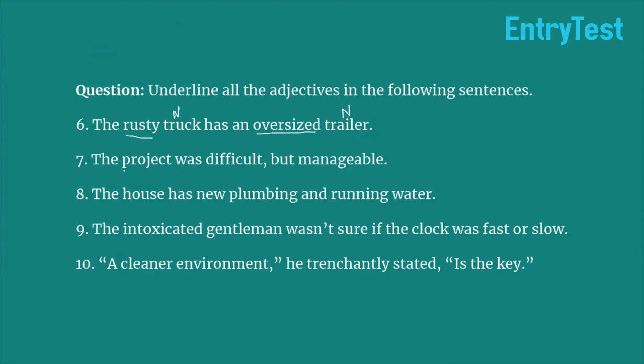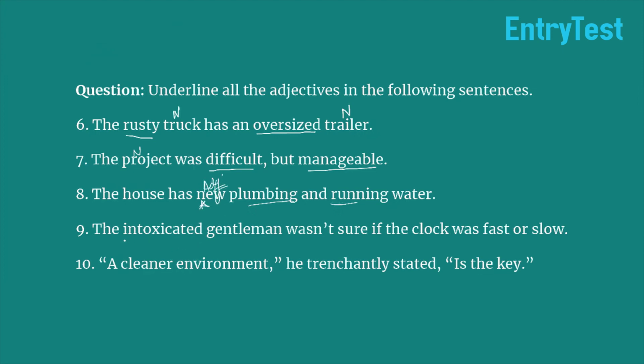Next, the project was difficult but manageable. So project is my noun and it is being described by difficult and manageable words. So these are two adjectives. Next, the house has new plumbing and running water. So how is this plumbing and running water described? It is described as new. So new is my adjective here.